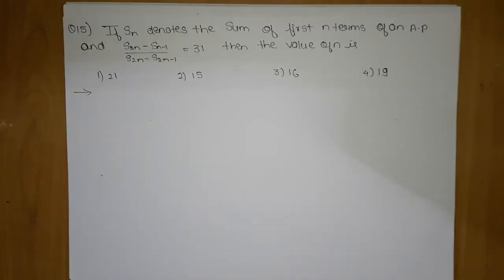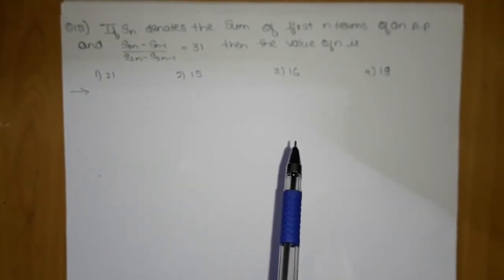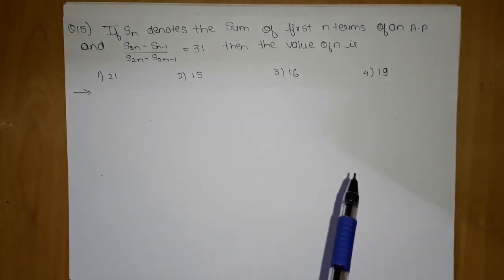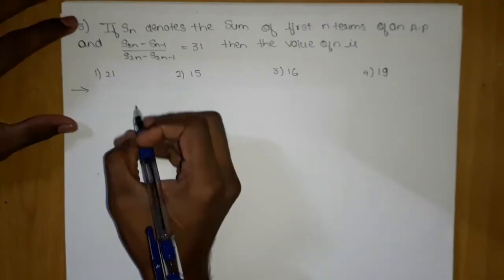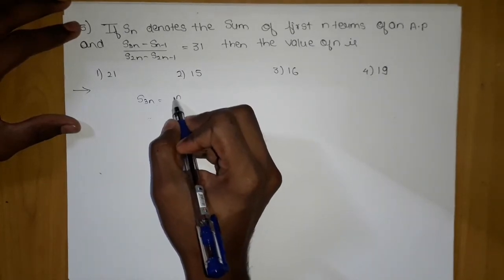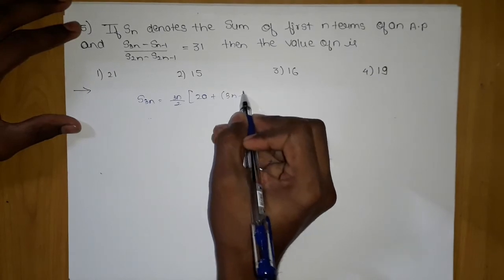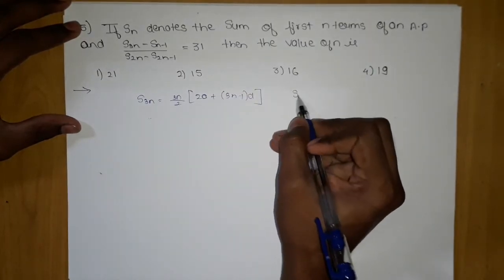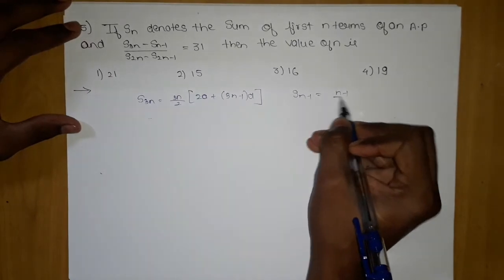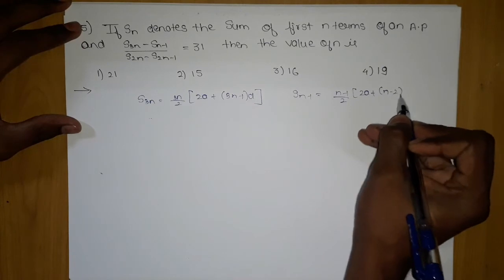Let me read the question: if Sn denotes the sum of the first n terms of an AP, then (S3n minus Sn minus 1) upon (S2n minus S2n minus 1) is equal to 31. Then the value of n is, we want to find the value of n. First let's analyze. S3n will be 3n by 2 bracket 2a plus bracket 3n minus 1 into d, right? And Sn minus 1 will be n minus 1 by 2 bracket 2a plus bracket n minus 2 into d, right?